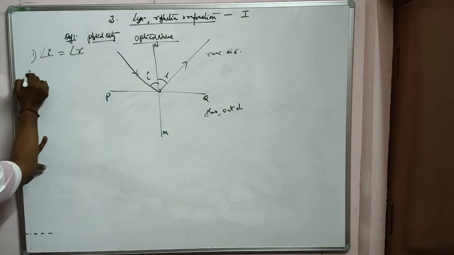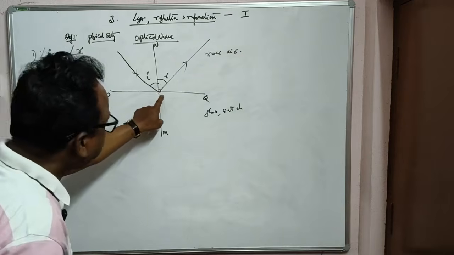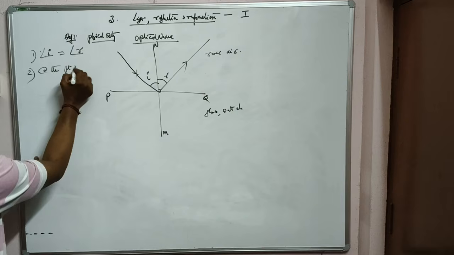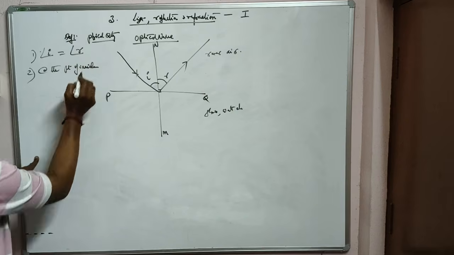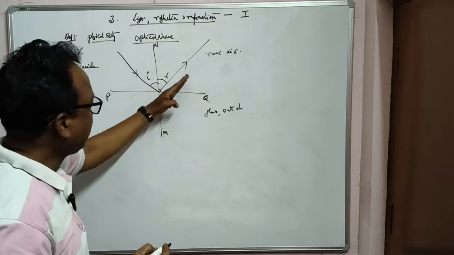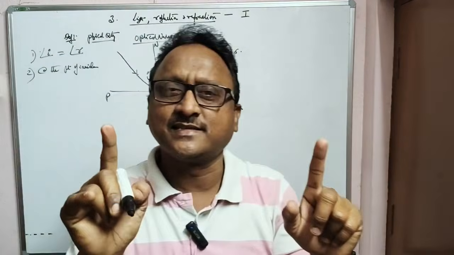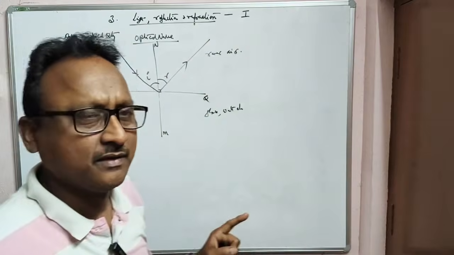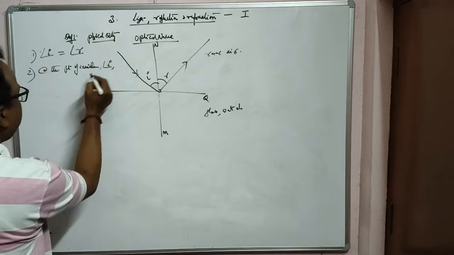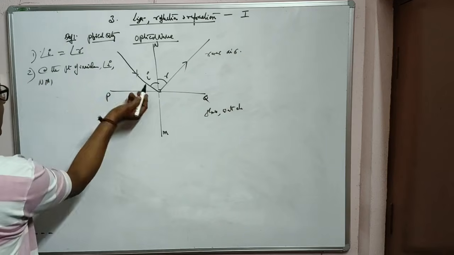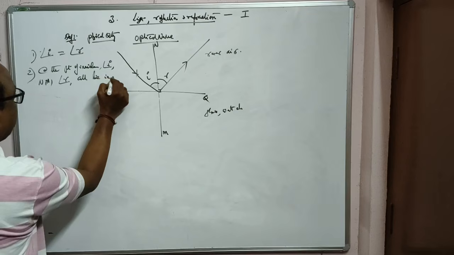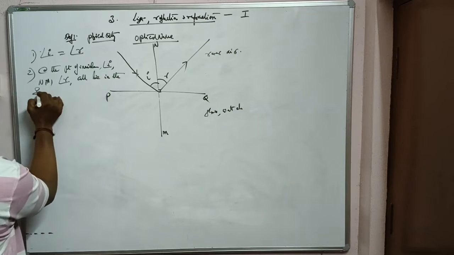Second one: at the point of incidence, the incident ray, normal and reflected ray all lie in the same plane. Very, very important one. Are you following? At the point of incidence, the incident ray, the normal and the reflected ray all lie in the same plane.